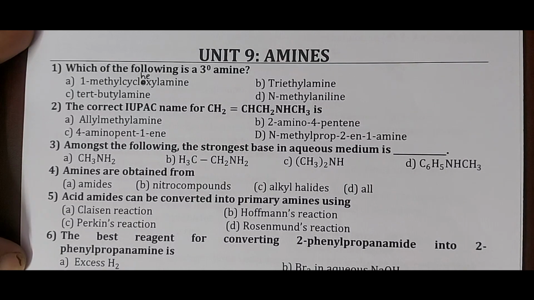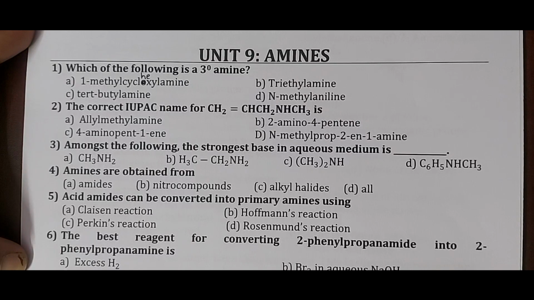So we'll go with question number 1. Which of the following is a tertiary amine? Here, if you look at the given options, option 1 is 1-methylcyclohexylamine, second is triethylamine, third is tertiary butylamine, and fourth is N-methylaniline. So we'll draw the structures of these to understand which is a tertiary amine.